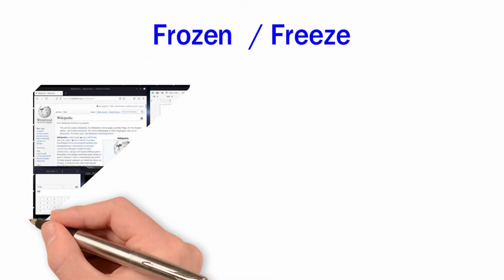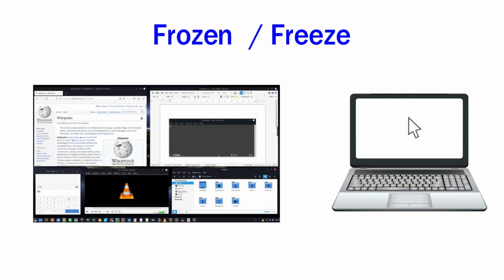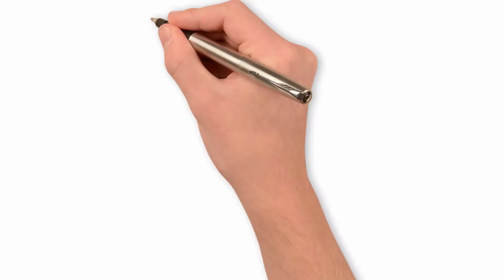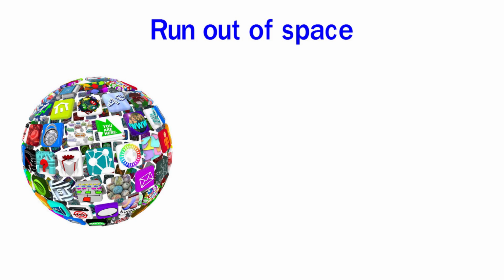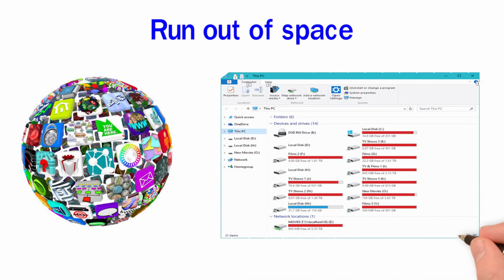Frozen, freeze. If you try to use too many applications at the same time, the computer might become frozen. This means you cannot use the mouse or type anything. Everything on the screen is stuck. Run out of space. If you download too many applications, you might not have enough memory. In this situation, we say that your computer is running out of space, which means there is no memory left.